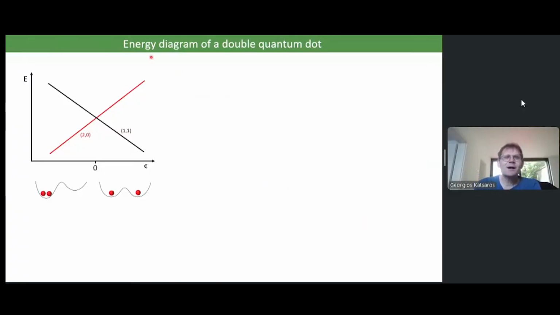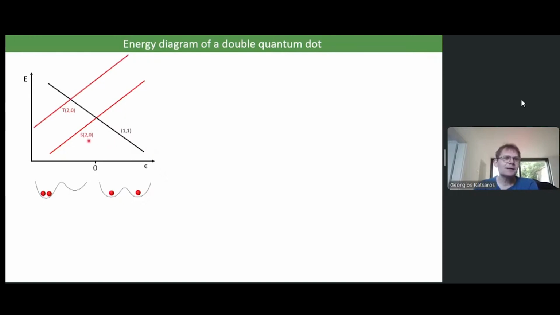Let's remember once more how the energy diagram of a double quantum dot looks like. What I call epsilon is nothing else than the detuning. We have a double well potential, and either you can have the two charges in two different dots or the two charges in the same dot. The energy of the (2,0) is depicted as the red line, the energy of the (1,1) as the black line. And here, so far, I don't speak about spin.